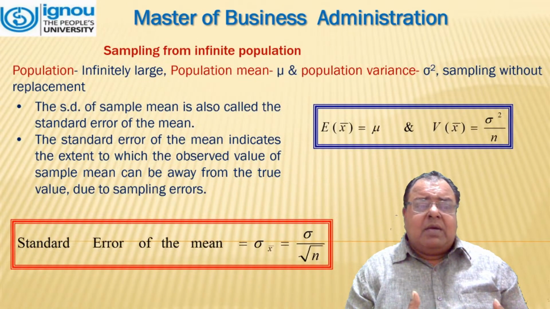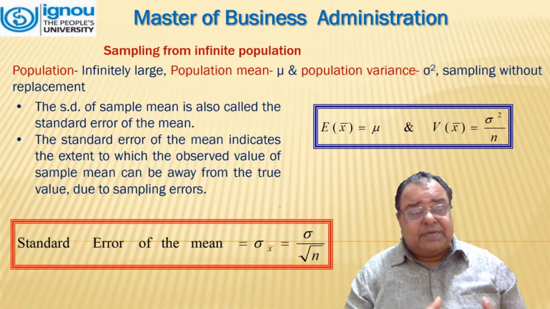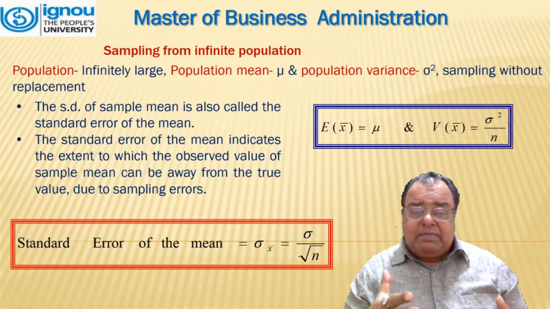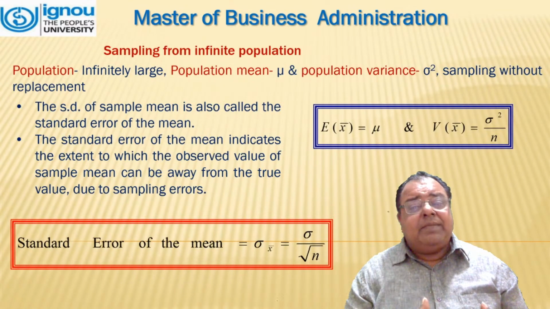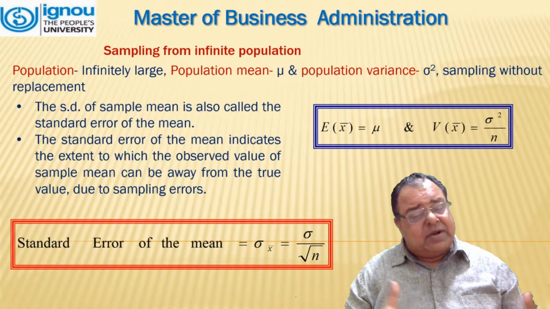Now we will be talking about sampling from an infinite population. The population is infinitely large. The population mean is given by mu, the population variance is denoted by sigma square, and sampling is without replacement.